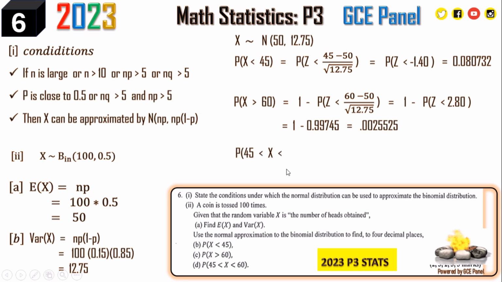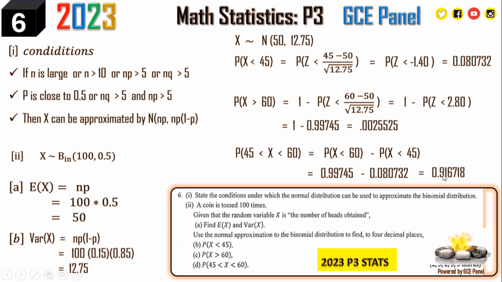The last part now is the probability of X lying between 45 and 60. What we could do here is say the probability of X less than 60 minus the probability of X less than 45. For the probability of X less than 60, we had 0.99745 above here. And for the probability of X less than 45, we had 0.080732. When we do this subtraction, we end up with 0.916718. So this is how simple the question was.